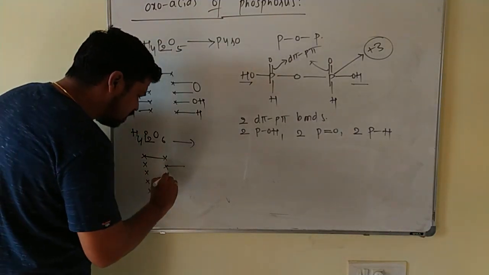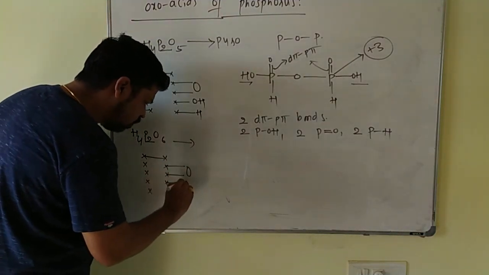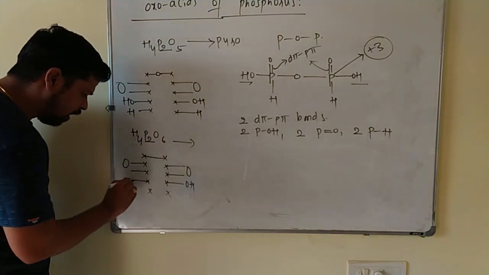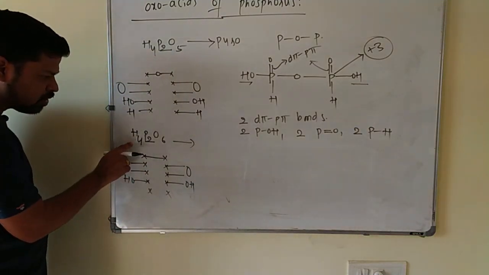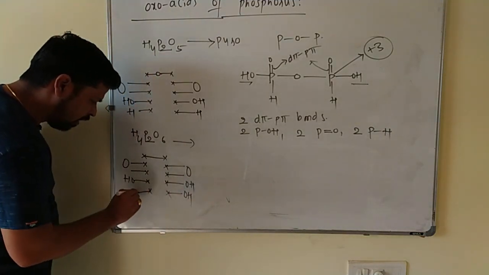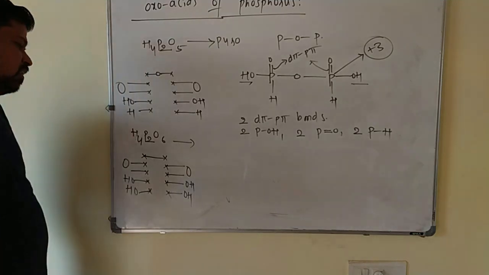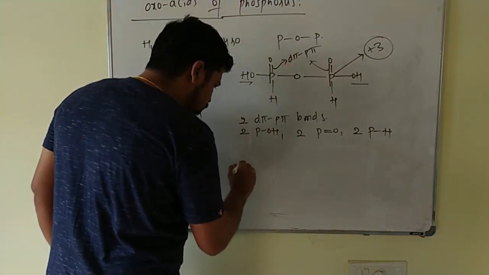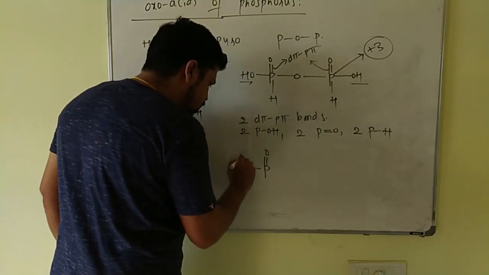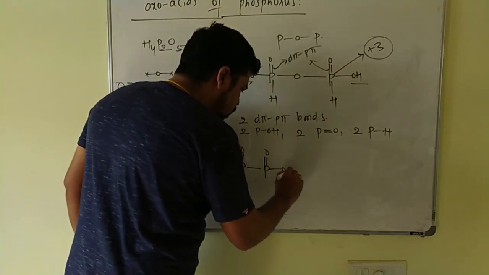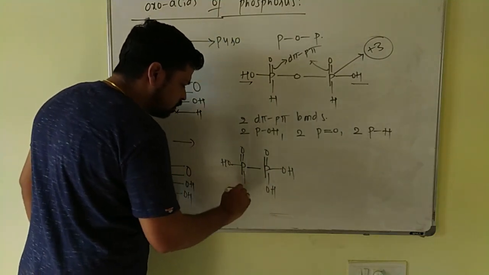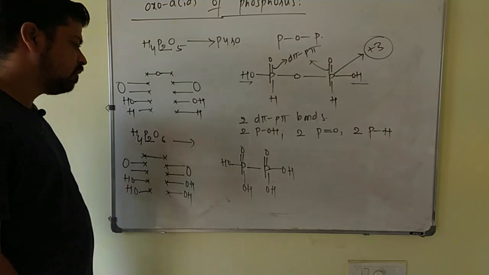So this atom has one oxygen double bond, one OH bond. This also has oxygen double bond and one OH bond. Still 2 hydrogens are there and 2 oxygens are there. You can write this also OH, and you can write this also OH. So what will be the structure of this one? Phosphorus, phosphorus, double bond oxygen. This also double bond oxygen. OH, this also OH. So this is OH. This also OH here.